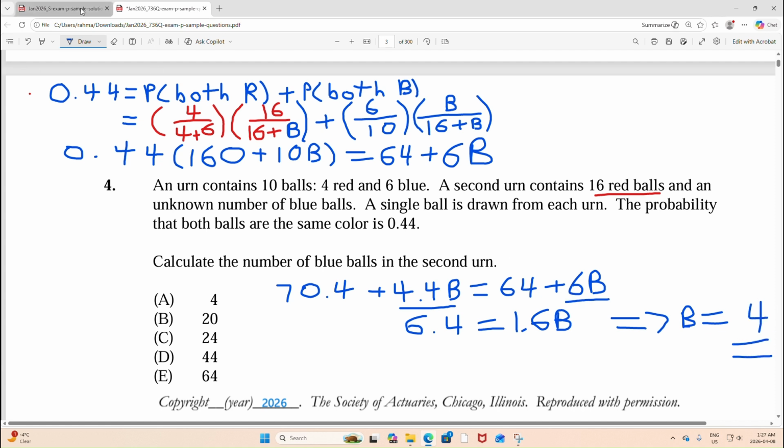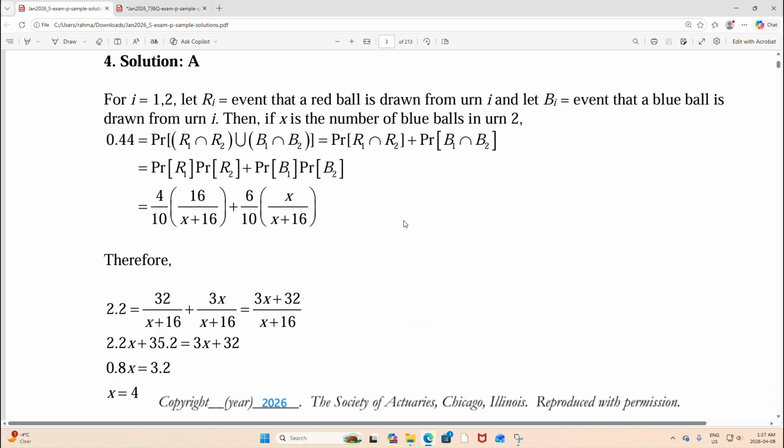Let's quickly take a look at what the SOA did in their solutions. Yeah, so they're using some set notation again, but in this case, the solution that I have and what they've done is pretty much the same. We have the 0.44, we're setting that equal to the probability that the first urn is red times the probability the second urn is red plus the probability the first ball is blue times the probability that the second ball is blue, and then we're just solving for the x. So in this case, I think our solutions are pretty similar.